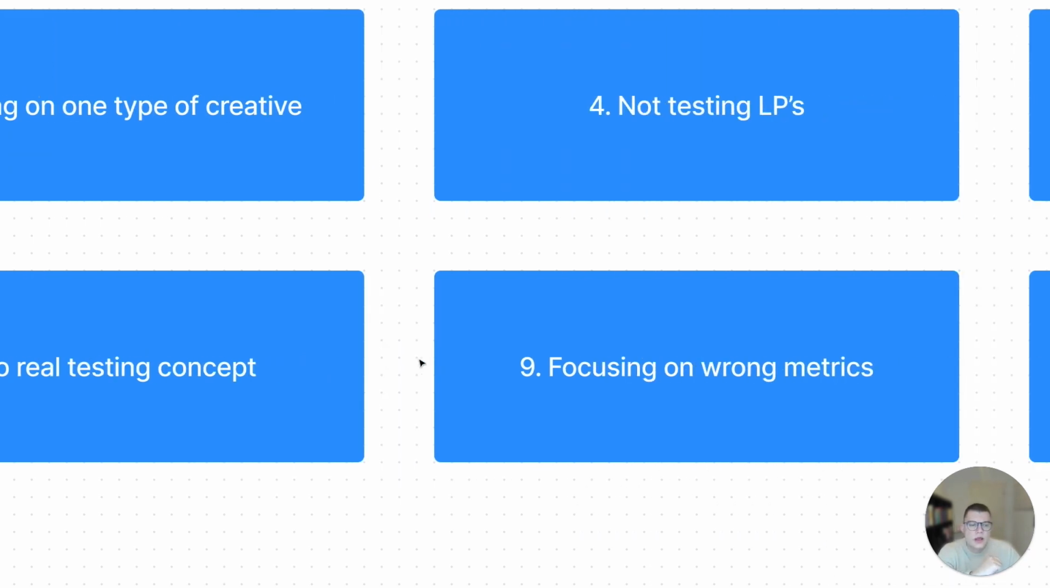And then number 9, focusing on the wrong metrics. I see this from so many YouTubers out there. They say focus on CPM, focus on CTR. It's all irrelevant. If you're a D2C brand that wants purchases, the only thing that matters is not even your ROAS, it's your CPA. How much am I paying to get a customer in?